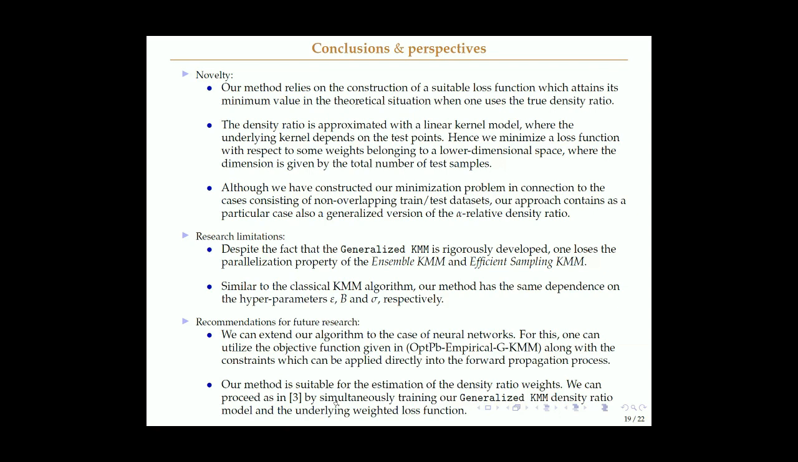Also, like in a recent paper, our method can be combined with a classifier. Namely, we can train a classifier at the same time with the G-KMM density ratio method. In this way, we can use the weights from the G-KMM at each step of the classifier loss function.